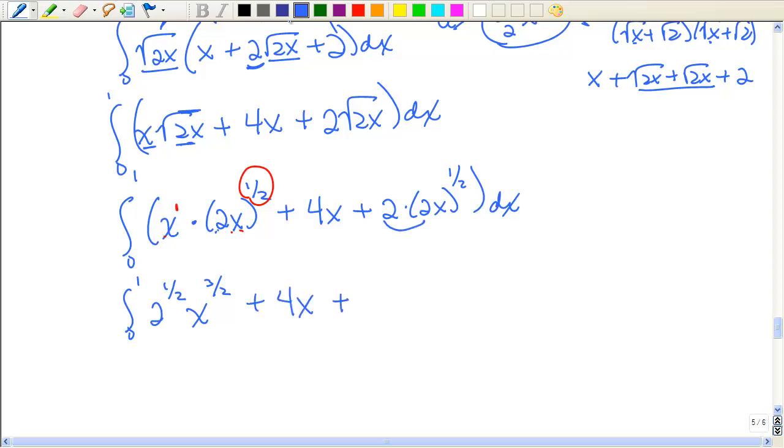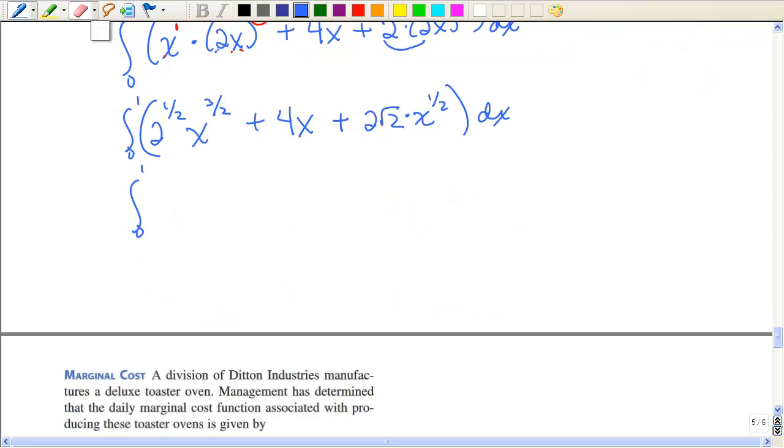And here I can't multiply 2 times 2 because that's not what that is. That is going to be, let's see, that's really the square root of 2. So I'm going to have 2 square roots of 2 and then x to the 1/2. And yes, that's ugly, but I really need those exponents to do the calculus so I can use the power rule. Actually, I think I can integrate now.